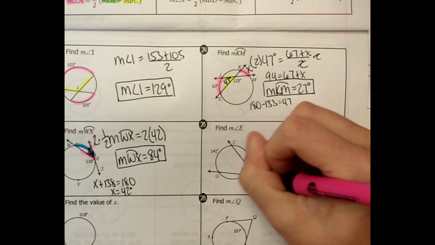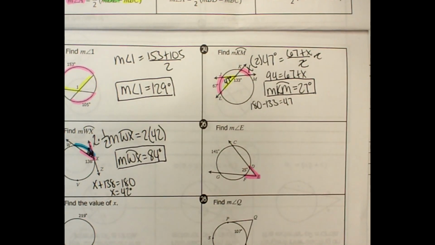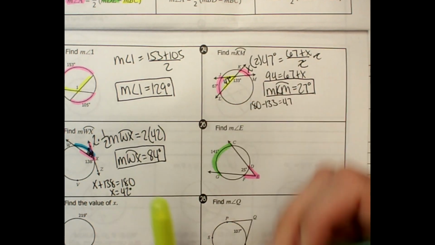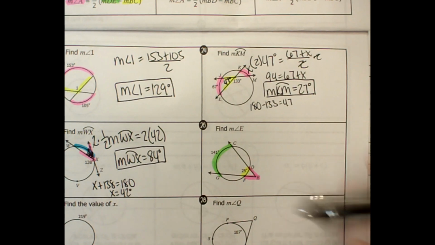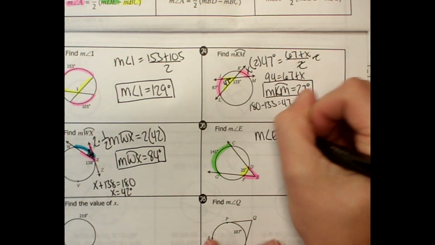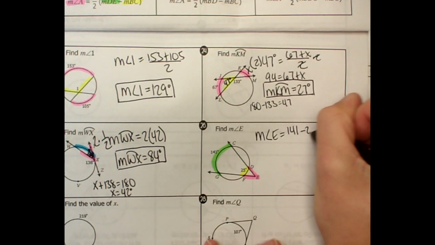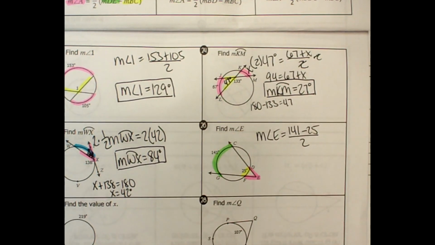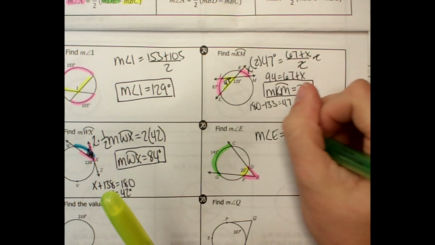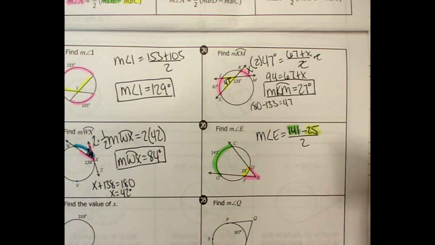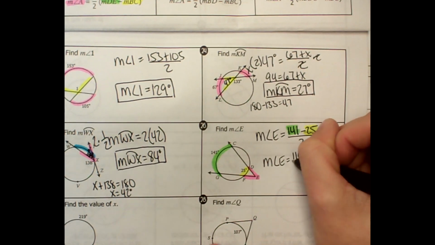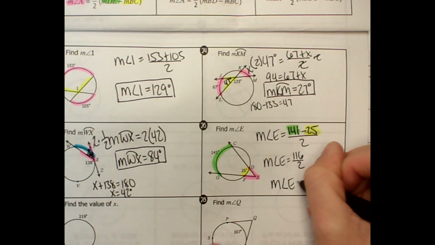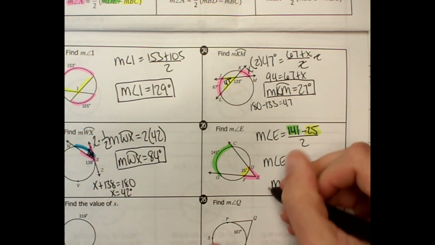So here's my measure of angle E. That's what we're trying to find. It's going to be big arc minus the little arc. So we would do the measure of angle E is equal to 141 minus 25 divided by 2. This is the little arc from your notes, and then this one is the big arc. So when we do the math, measure of angle E is equal to 116 over 2. So then the measure of angle E is equal to 58 degrees.